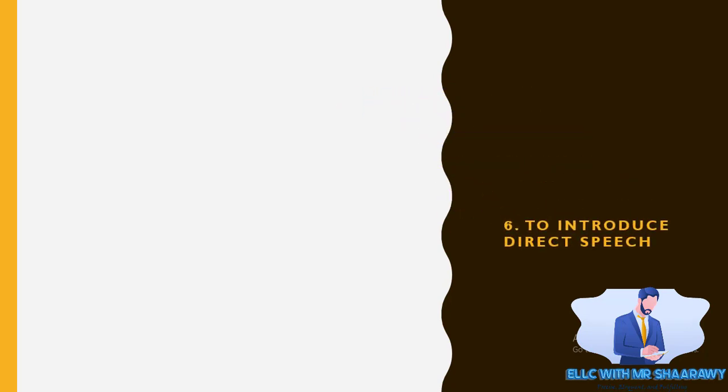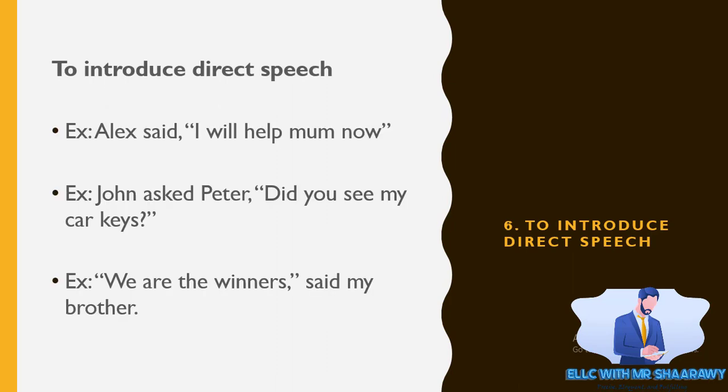Number 6, when you introduce direct speech. To introduce direct speech, you need to use a comma after the introductory phrase. Alex said, "I'll help mom now." So you will need a comma before the direct speech. John asked Peter, "Did you see my car keys?" You notice that even if it's a question, you will also have to add a comma before the direct speech. If you start with the direct speech, you will have to add a comma at the end of the direct speech and before the quotation mark.